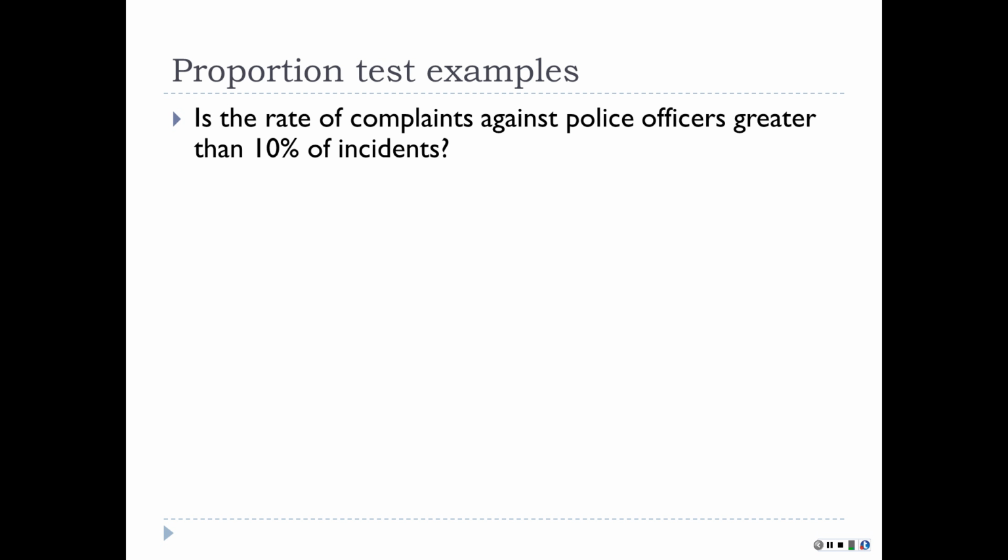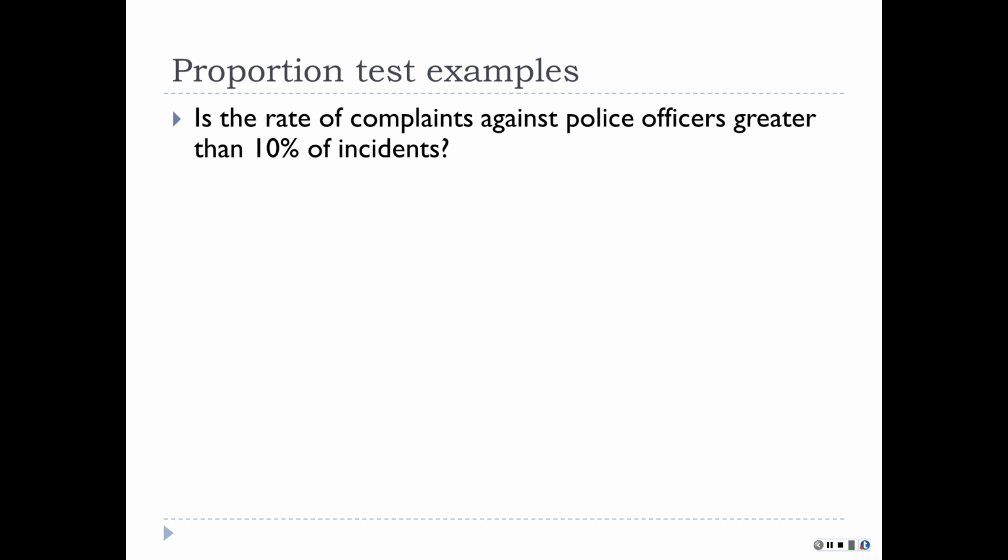So is the rate of complaints against police officers greater than 10% of all incidents that police officers respond to? Try and think about this and get yourself to the point where you can look at this and say, this is a proportion test. So this is a single sample proportion. The null hypothesis is the proportion should be 0.10, 10%. And you're going to collect data and you're going to say, what is the actual proportion? You're going to take the number of complaints against police officers, divide it by the number of total incidents that police officers responded to, and that proportion will be different from 10% to some extent.